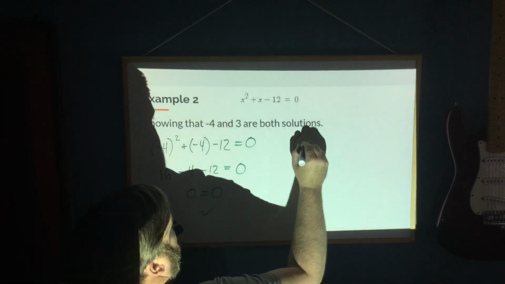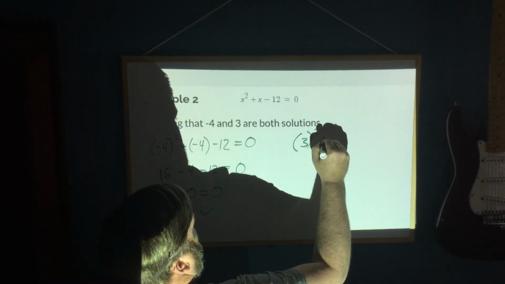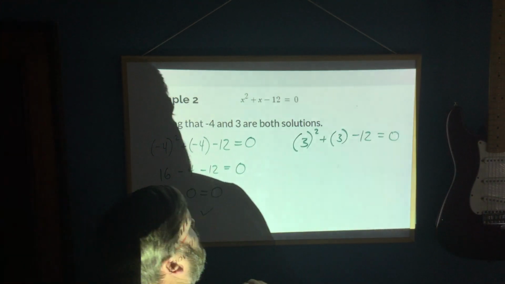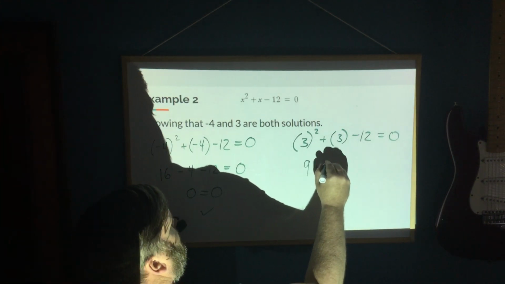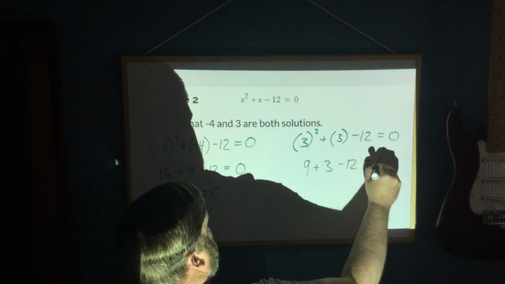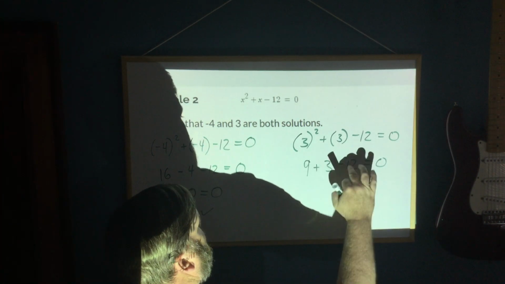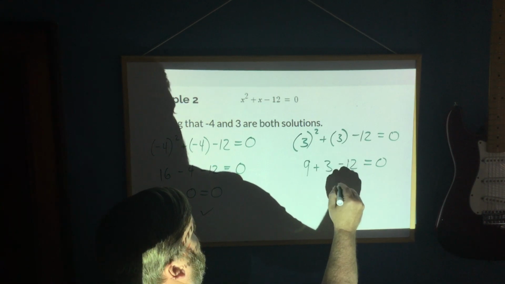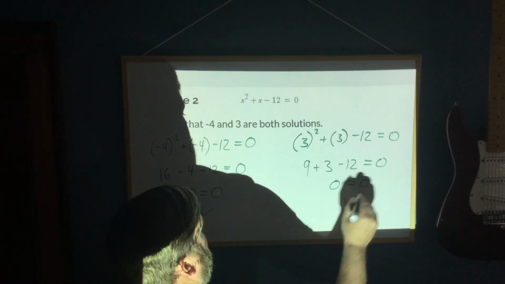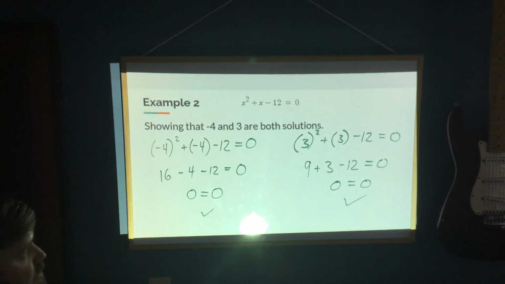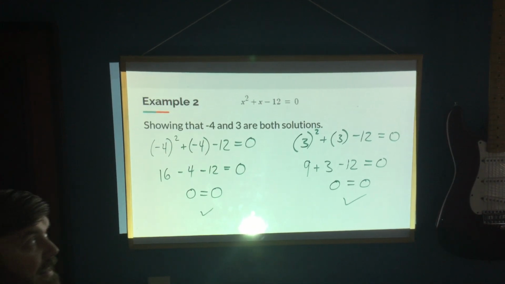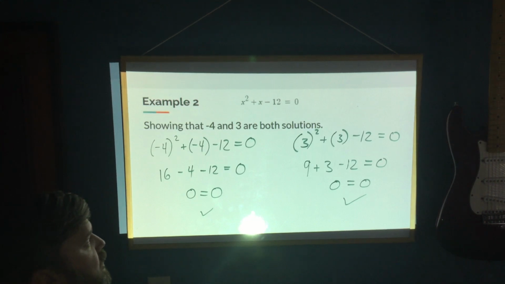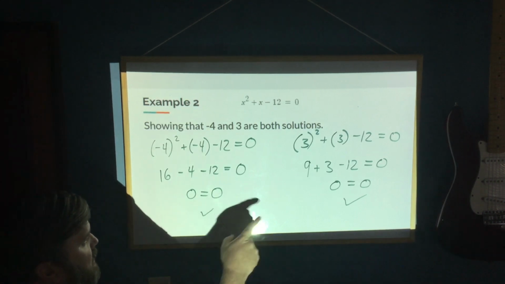Plug in 3. You get 3 squared plus 3 minus 12 is 0. That's 9 plus 3 minus 12 is 0. 9 plus 3 is 12. Minus 12 is 0. So we just proved that those are the solutions. Just like with linear equations, or any equation for that matter, you can substitute the solution back in and you should get a true statement.